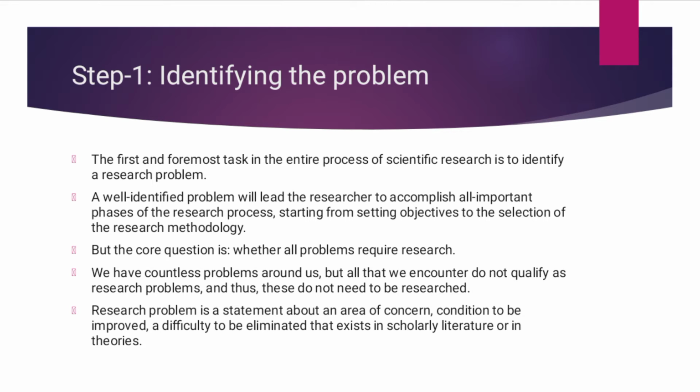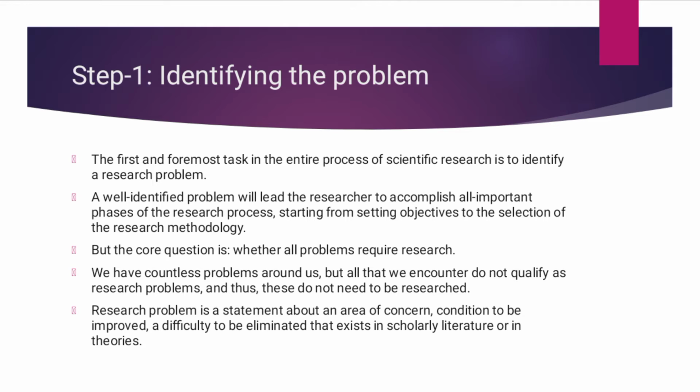The first step is identifying the problem. The first and foremost task of the entire process of scientific research is to identify a research problem. A research problem is basically not just a problem. It's a statement about an area of concern. It's a condition that we want to improve, and a difficulty that is to be eliminated, and that must exist in the scholarly literature or the theories. An identified problem leads a researcher to accomplish all important phases of the research process, starting from setting objectives to the selection of the research methodology.